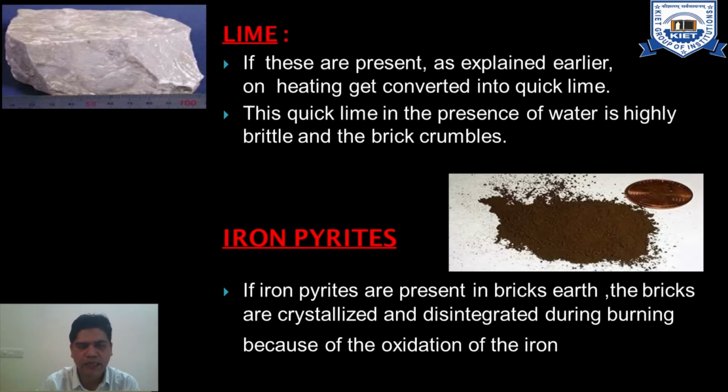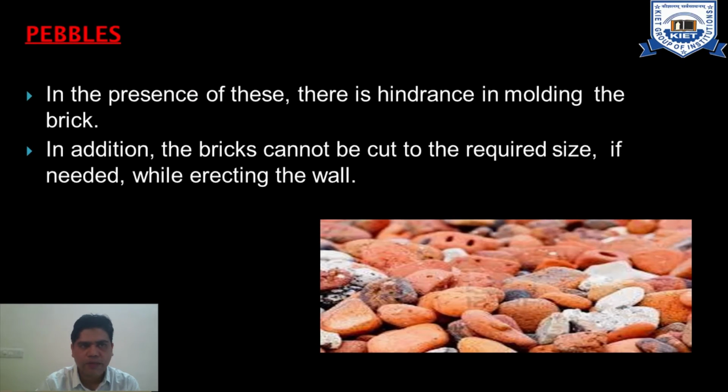As we have already seen, lime is both useful and at the same time harmful. If it is present, as explained earlier, on heating it gets converted to quick lime, and this quick lime in the presence of water is highly brittle and the brick crumbles. The next is iron pyrites. If iron pyrites are present in the brick earth, the bricks crystallize and disintegrate during the burning process because of the oxidation of iron. Now the next harmful ingredient is pebbles or grits.